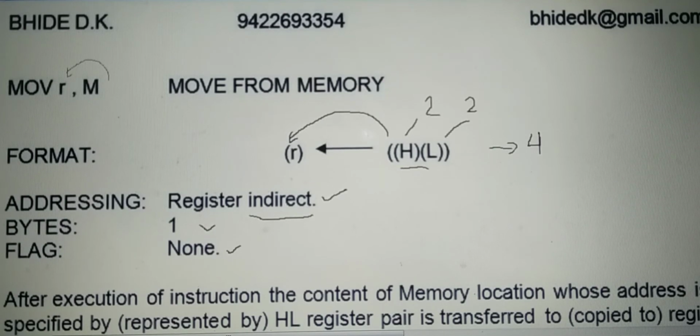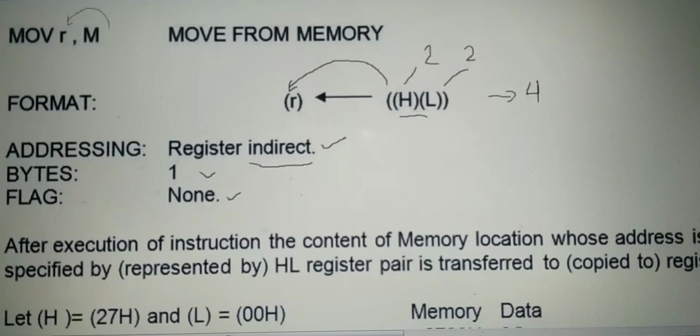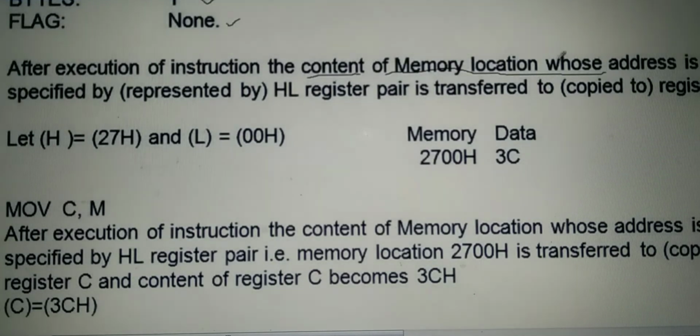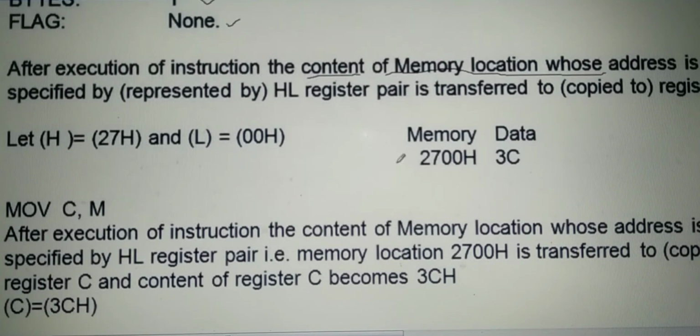What is the general explanation of this instruction? Here, after execution of the instruction, the content, meaning the number, of the memory location whose address is specified by or represented by the HL register pair is transferred or copied to register R. Let's take a specific example.